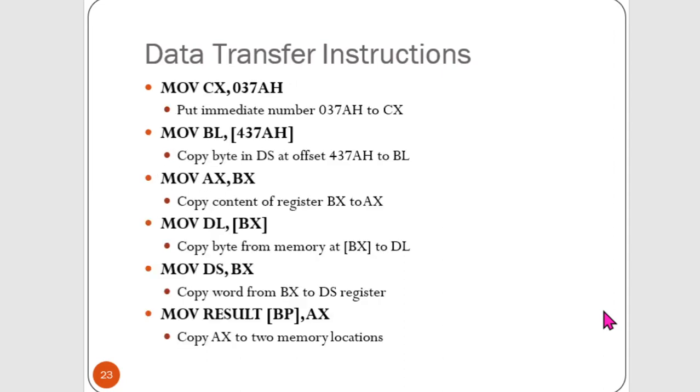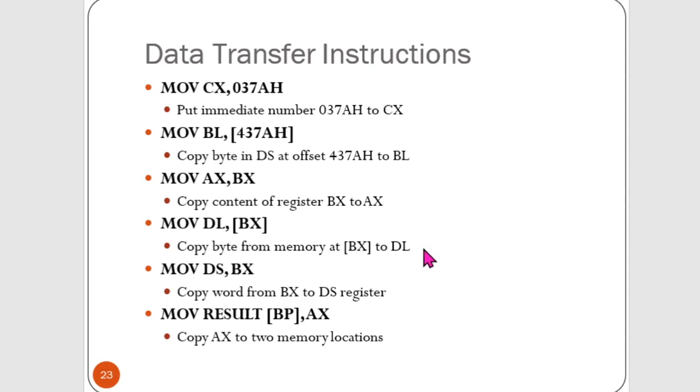You can move a 16-bit value into a register. You can transfer data between two registers, which can be 8 or 16-bit. Here is an instruction where we are moving the value 037A to the CX register. I can also move data from a memory. Here I am using direct addressing, 437AH. The data is moved from this location to BL. Then there is indirect addressing, again a data transfer.